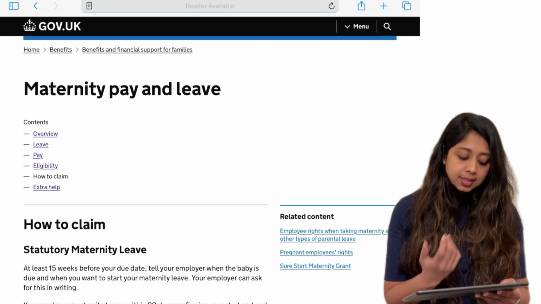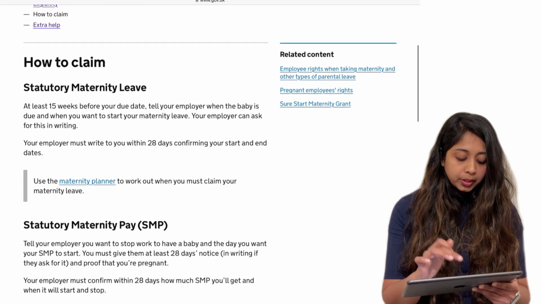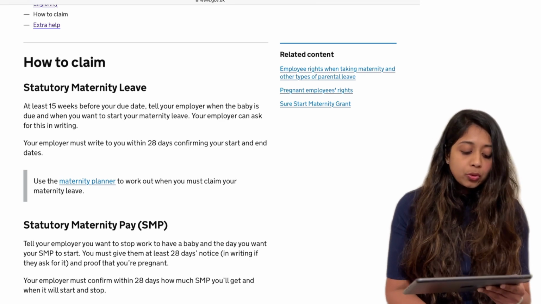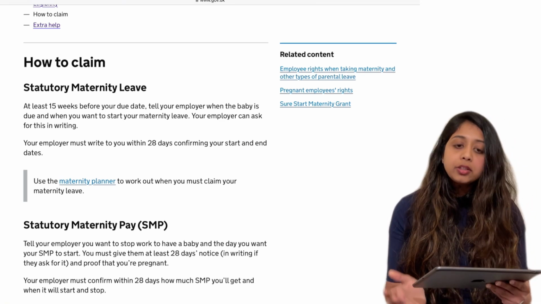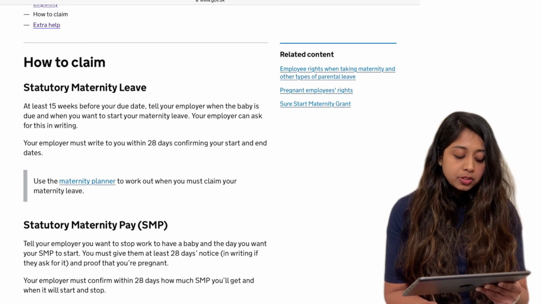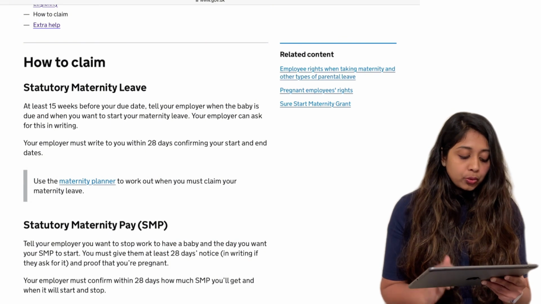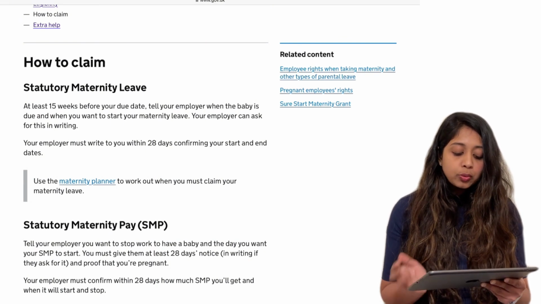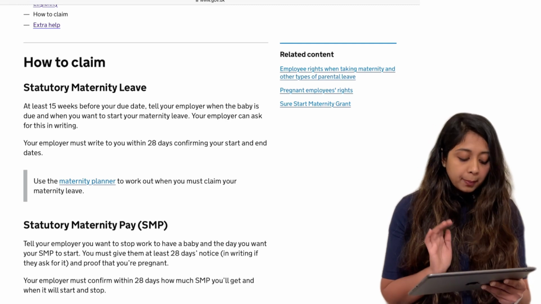And then the next section is how to claim your statutory maternity leave and statutory maternity pay. For leave, at least 15 weeks before your due date, tell your employer when the baby is due and when you want to start your maternity leave. Your employer must write to you within 28 days confirming the start and end dates of the maternity leave.